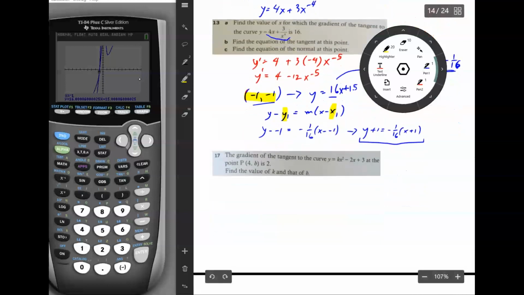Let's look at number 17. The gradient of the tangent to the curve kx squared minus 2x plus 3 at the point 4, b is 2. Find the value of k and that of b. Okay, this is a pretty hard problem also. This is my function, and normally what we do with the function is we immediately put it into the calculator to graph it or to look at the table. Now in this particular case, we can't because there's a variable k right in the middle of the thing.